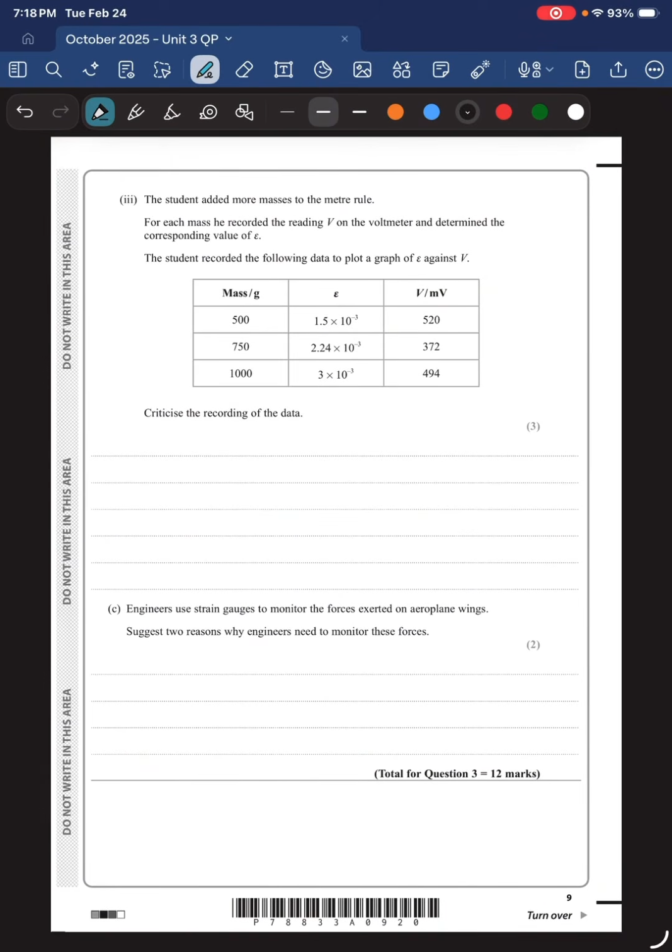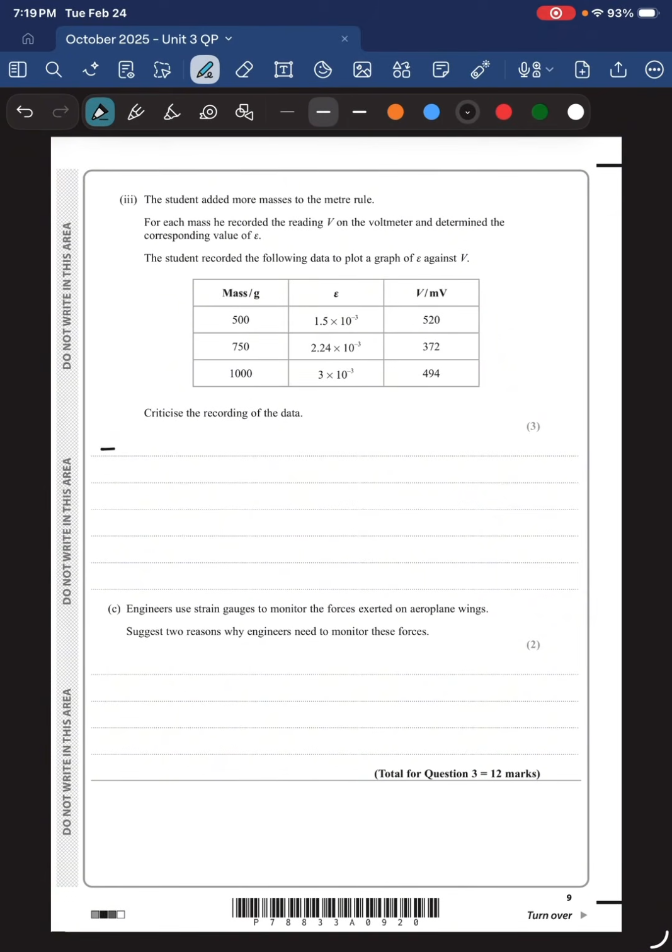So for example, here we have inconsistencies in the number of significant figures used, right? So that's the first observation. Then we don't have repeats. For example, when we say repeats, we mean you can measure for 500 grams twice, record the strain, and then take the average. Then we have this weird situation here where we increase the mass and the voltage decreases, and then we increase the mass again and the voltage increases. So that's inconsistent again. So these are all things you can write.